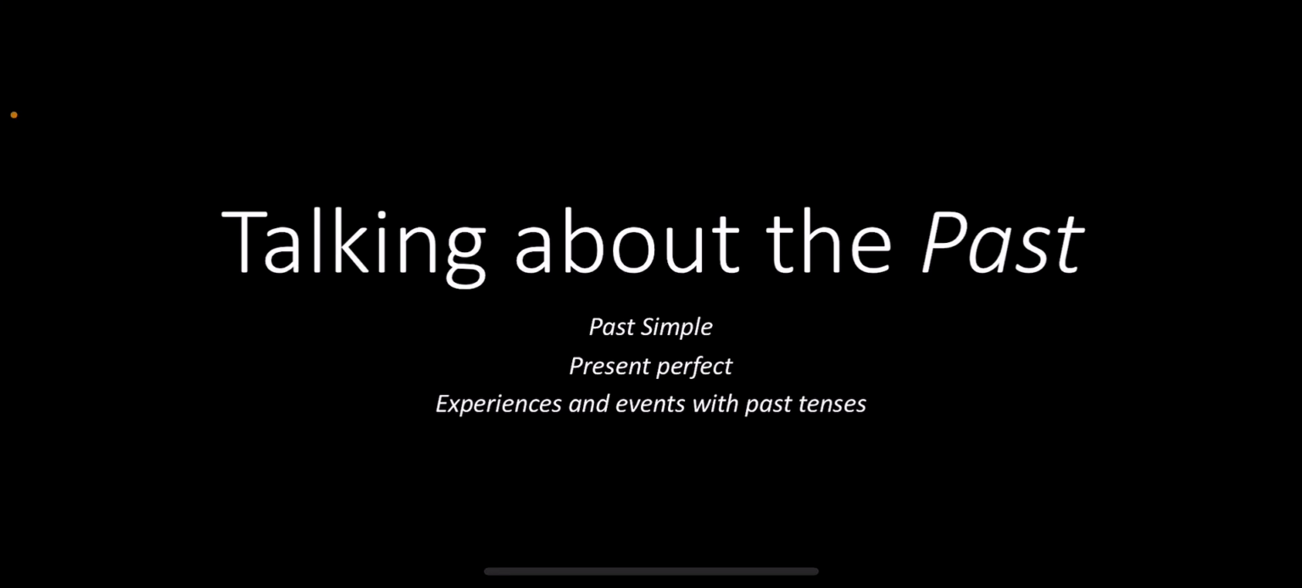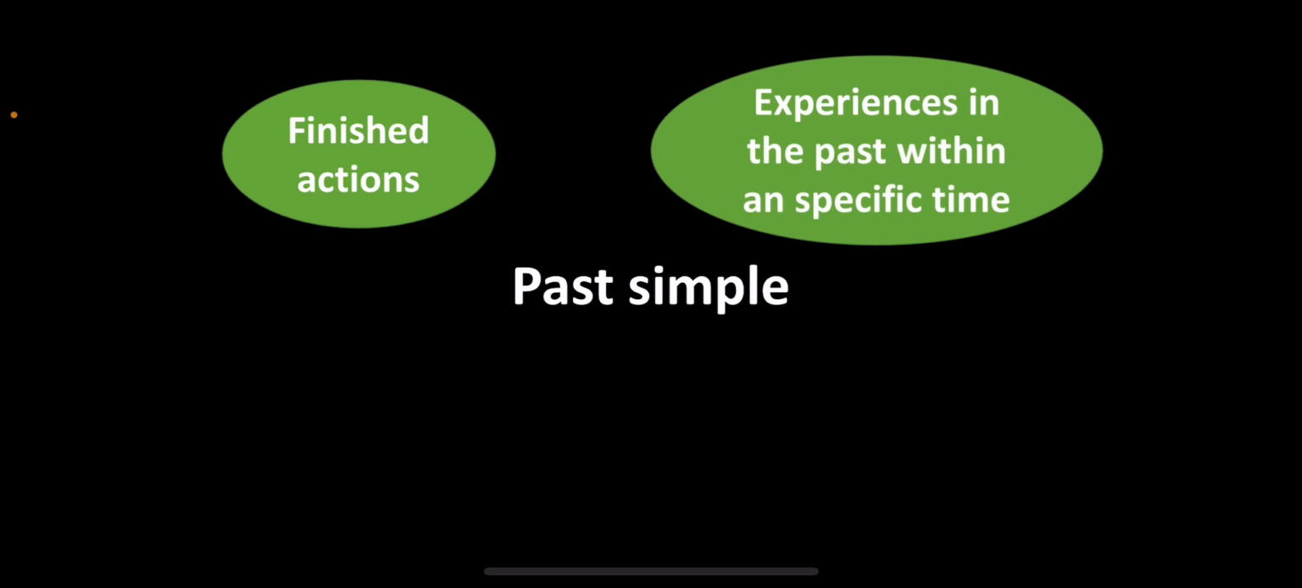The past simple, different from the simple present, indicates activities that occurred in the past, but also activities that finished in the past, right? So everything is in the past, no connection with the present. We use it to talk about finished actions in the past. And we can also use it to talk about experiences in the past, but at a specific time.